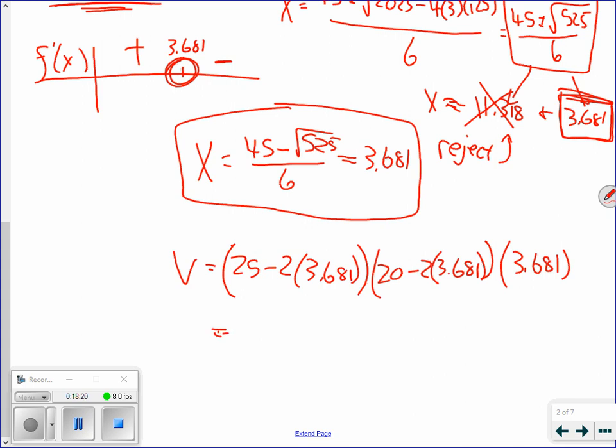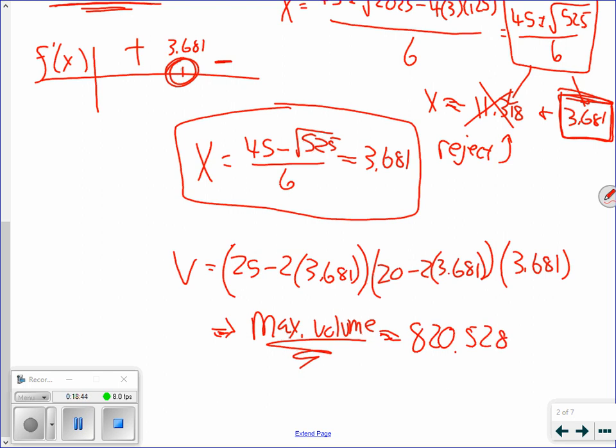I would get my resulting value, which would be my maximum volume. In this case, I'll do it really quick and you can try it on your own, an approximated value of 820.528 inches cubed. So that's my resulting maximum. And we just plug that back into the original volume equation, or I guess the original Q equation. And we got the resulting max given the conditions.